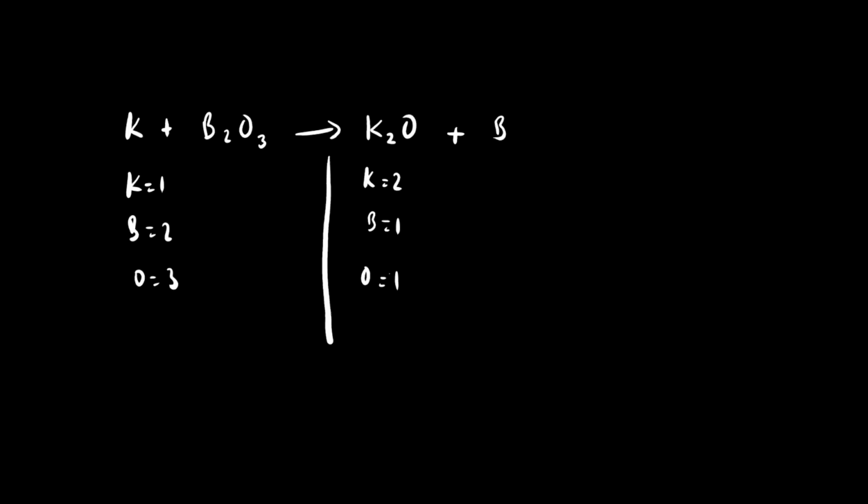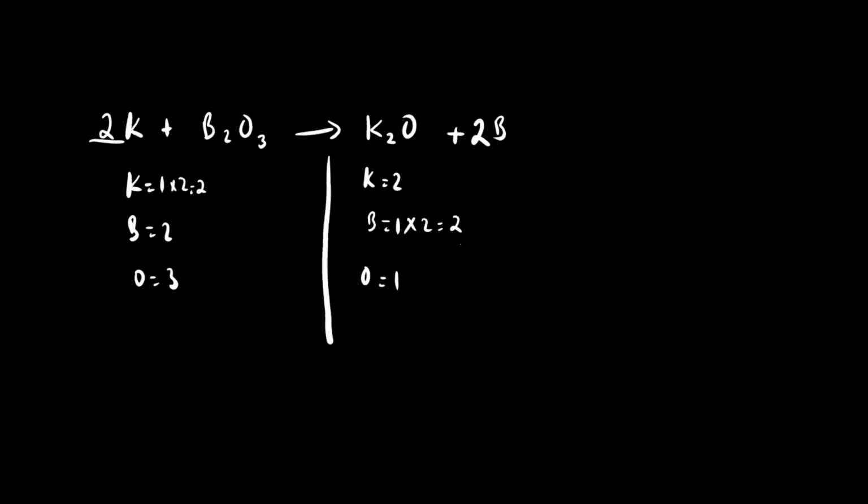Let's start by balancing the potassium. Least common multiple of 1 and 2 is 2. So we need a coefficient of 2 in front of the potassium on the left side. So the potassiums are balanced. Now we need to balance the boron. We have 2 on the left, 1 on the right. So let's balance it by adding a coefficient of 2 in front of the boron on the right hand side. So great, now that's balanced.